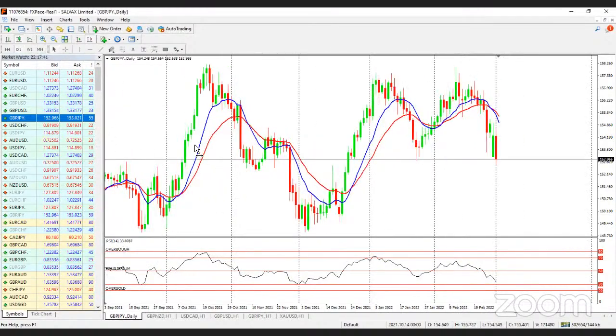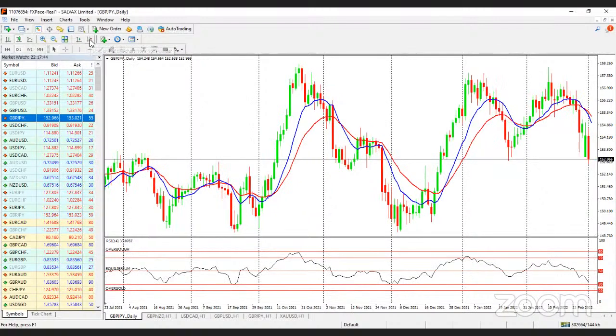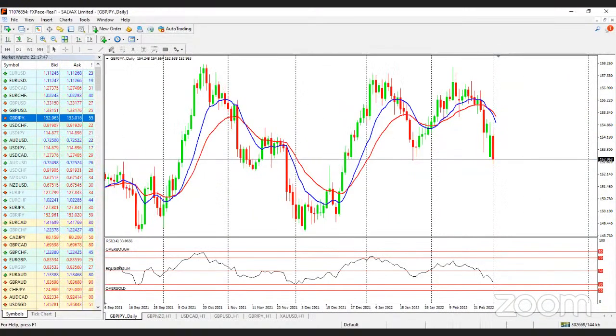Okay, I said for currencies that end with JPY, JPY is calibrated with 3 decimal places after the decimal point, unlike other ones that are calibrated with 4 decimal places after the decimal point. Okay, let's look at it on this market watch.